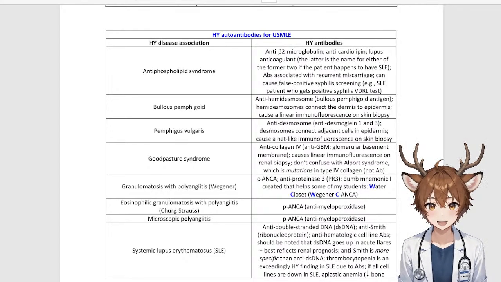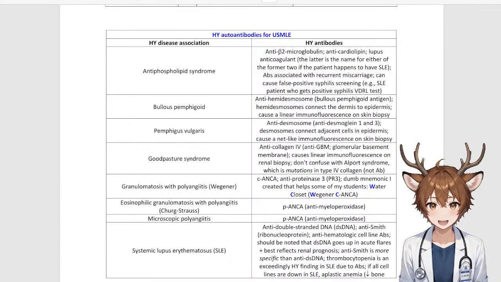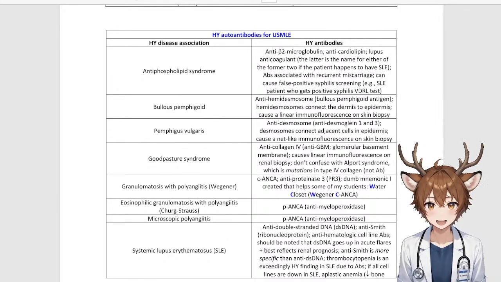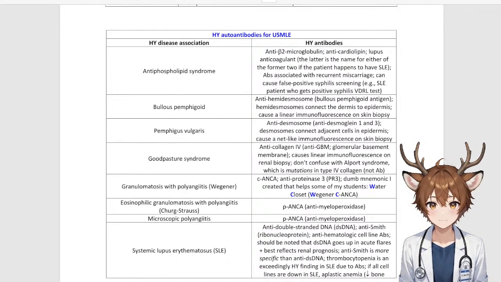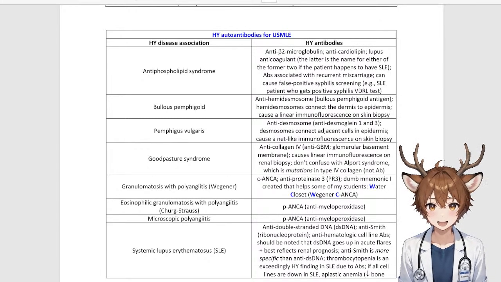Goodpasture syndrome, anti-collagen 4. Is that anti-glomerular basement membrane? Glomerular basement membrane, yeah, okay, thank you. Causes linear immunofluorescence on renal biopsy. Don't confuse with Alport syndrome, which is mutations in the type 4 collagen, not antibody.